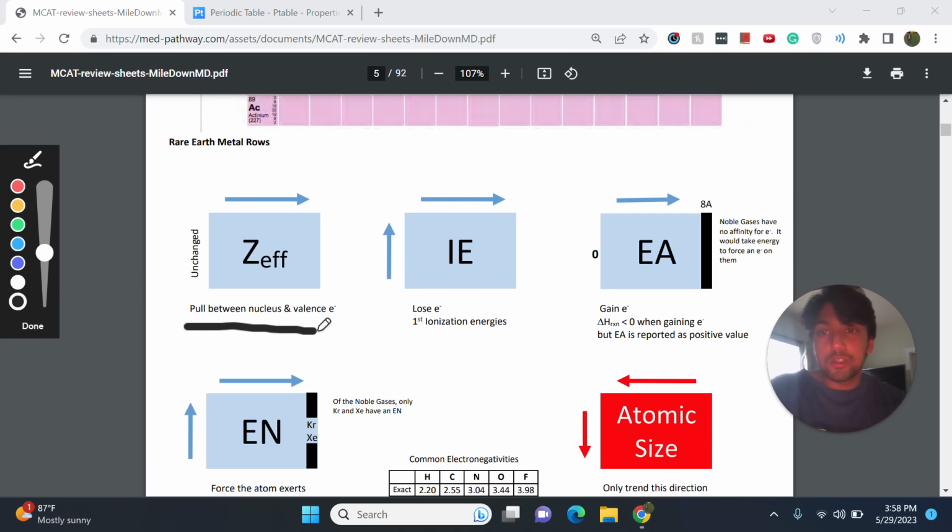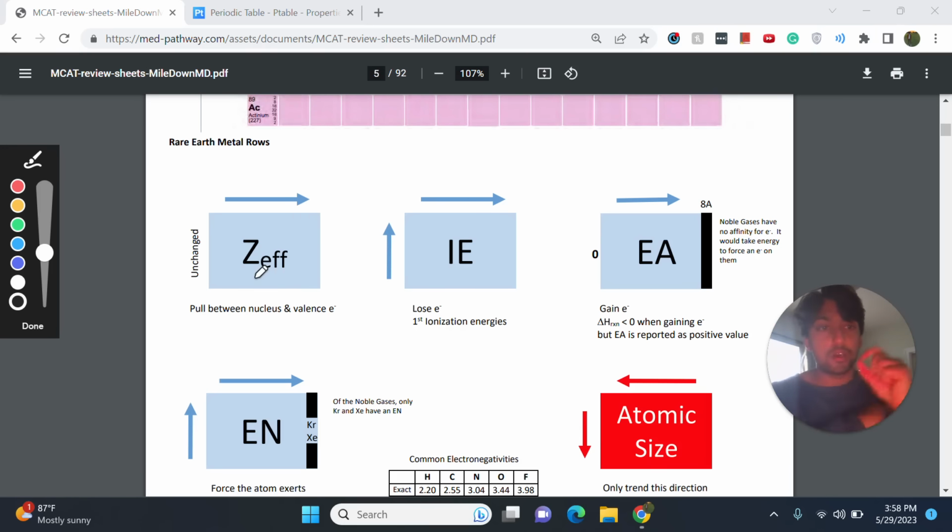The effective nuclear charge is how hard the nucleus tugs on this outer electron. And obviously something like fluoride is going to have a very high effective nuclear charge because there's a lot of protons in it, and it's not that far from the nucleus. Okay. The next thing is, how much energy do you lose, the ionization energy, when you lose an electron? When we rip out that electron, how much energy is being lost, right?